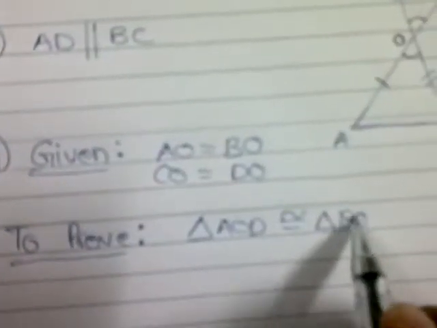And now the next step will be to prove. Each and every proof sum should be done in this manner: Given, to prove, and then the final proof. Now what do you have to prove in the first bit? That triangle AOD is congruent to triangle BOC. Okay. So let us begin with the proof.